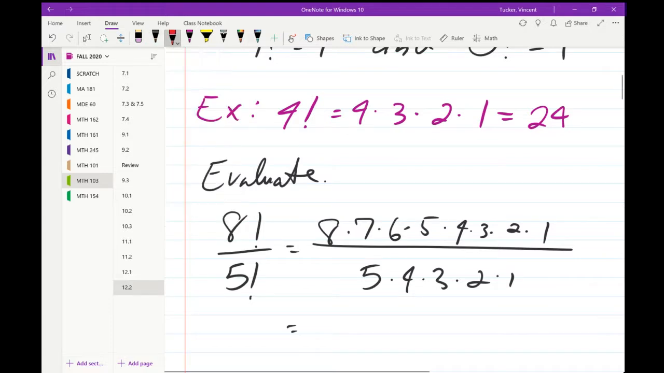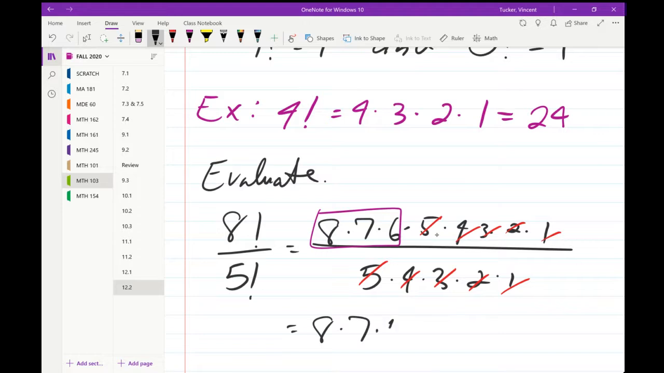So when it comes to fractions and the way we can reduce, we know 5 over 5 will cancel, 4 over 4 will cancel, 3, 2, and 1 will cancel because they all have that in common with the top and bottom. What you'll be left with is 8 times 7 times 6, and that's 336.